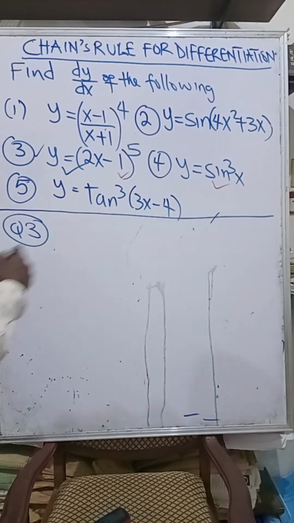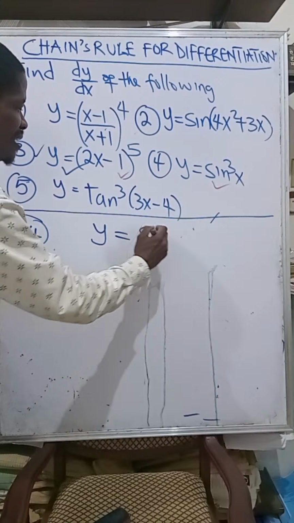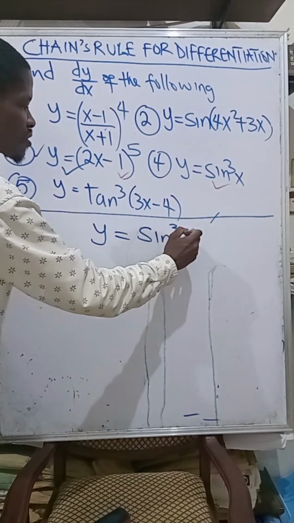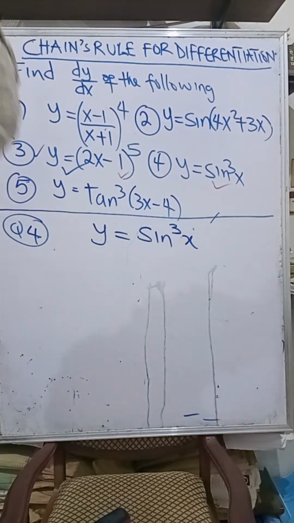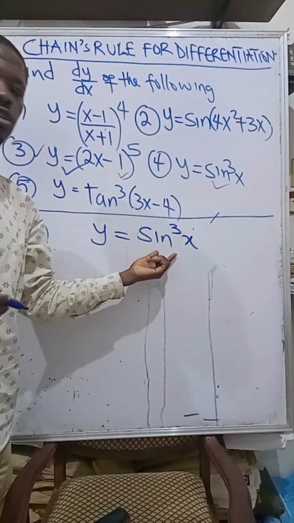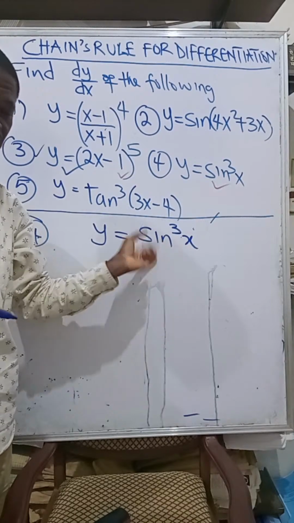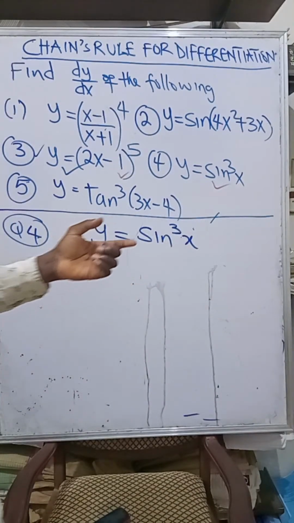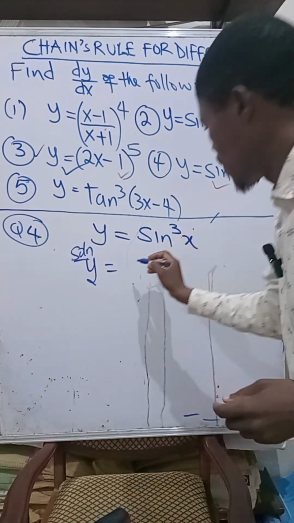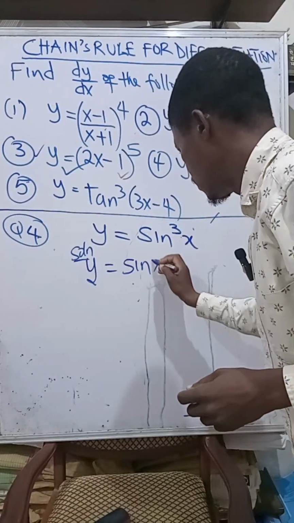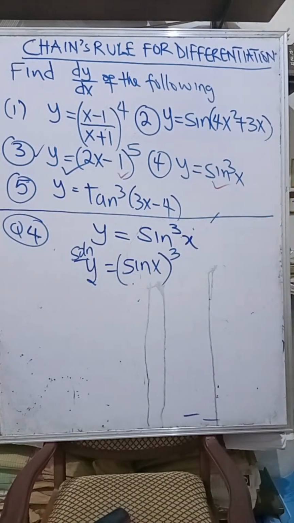Question 4. We have y equal to sine cubed x. Actually, you can use product rule for this, but if you want to do that, it's going to waste your time. It's going to be cumbersome. The best way is to use a chain rule. We can write this question as sine x, all cubed.